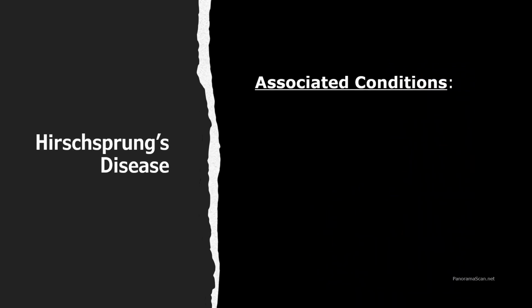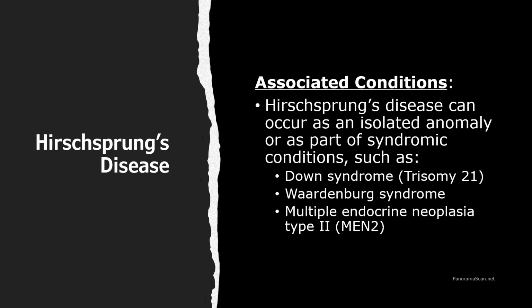Hirschsprung's disease can occur in isolation, meaning it's the only anomaly present. However, it's also seen as part of syndromic conditions, genetic syndromes, where multiple abnormalities occur together. Some of the conditions associated with Hirschsprung's disease include Down syndrome, which is a genetic disorder caused by an extra chromosome 21.